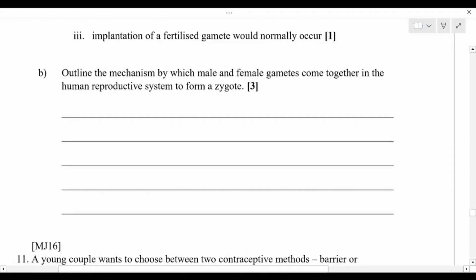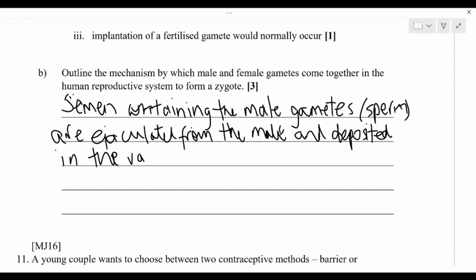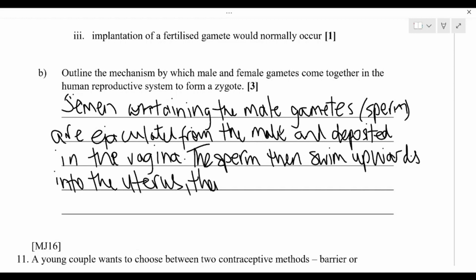B. Outline the mechanism by which male and female gametes come together in the human reproductive system to form a zygote. So we know that first, sperm needs to leave the male. We know that after being deposited in the vagina, the sperm swim up the uterus and into the oviducts. And in the oviduct, one sperm will fertilize the ovum, causing the nuclei of the ovum and the sperm to fuse, forming the zygote.